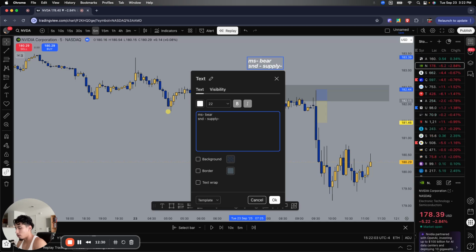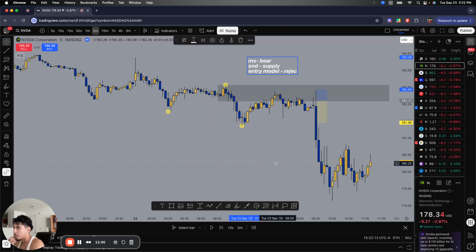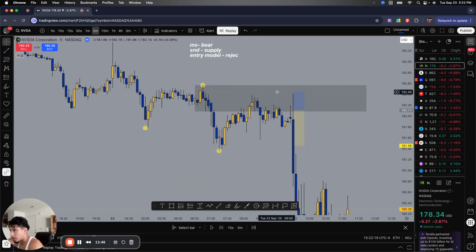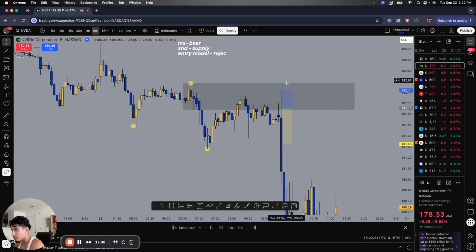And then for the entry model, it would be a, what is it? A rejection or a reaction entry. So you're entering based off how that candlestick reacts off of this entry, off of this candlestick. So that would have been the entry right here, because I would have just waited, and I would have been like, okay, let's just wait.